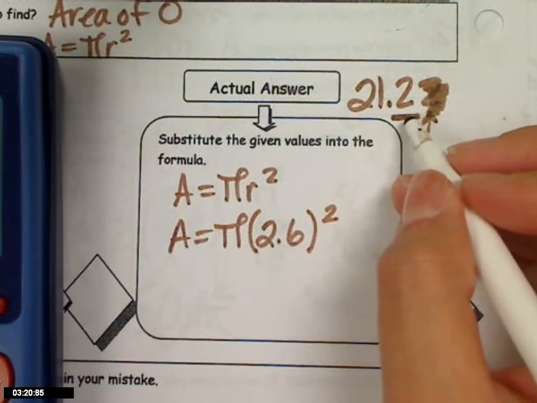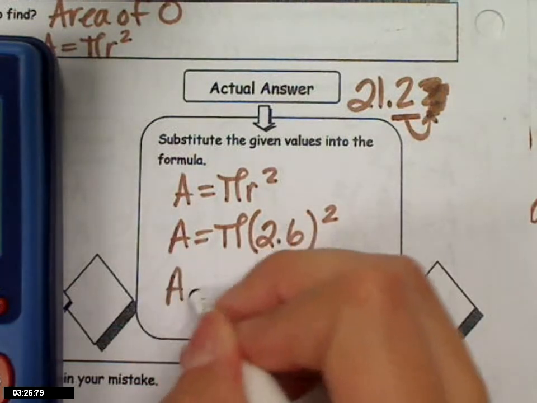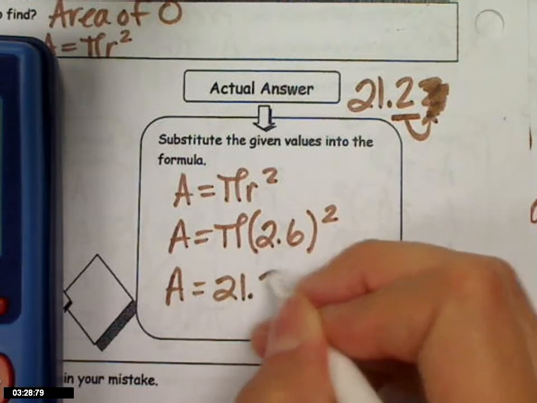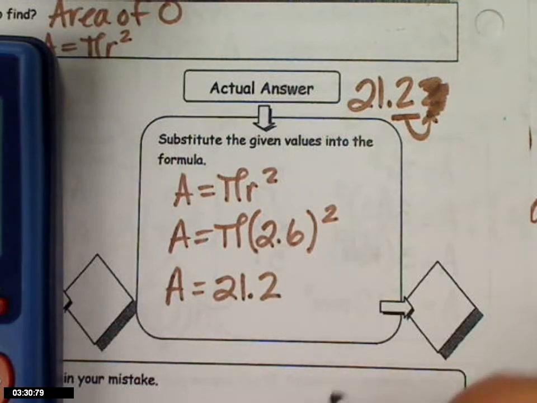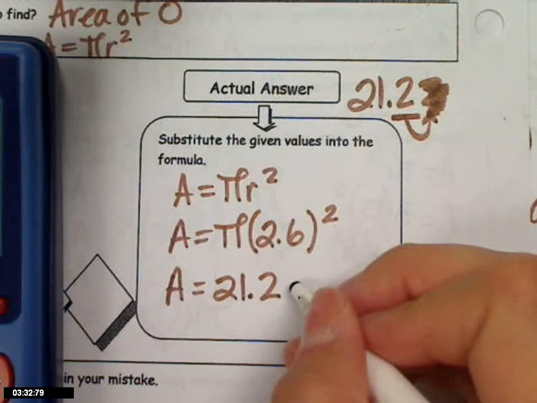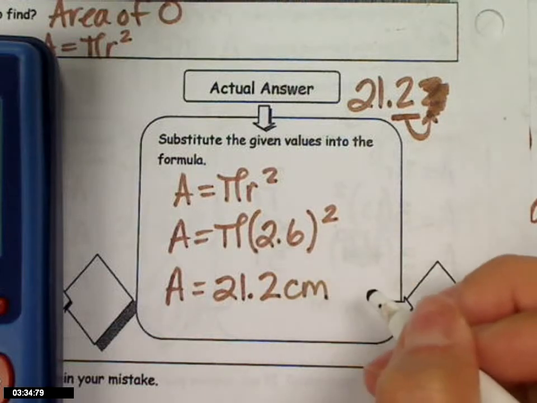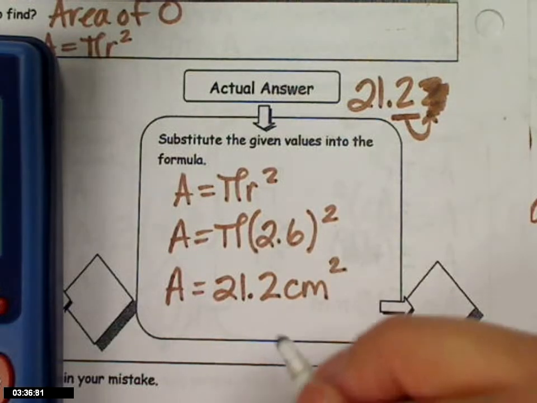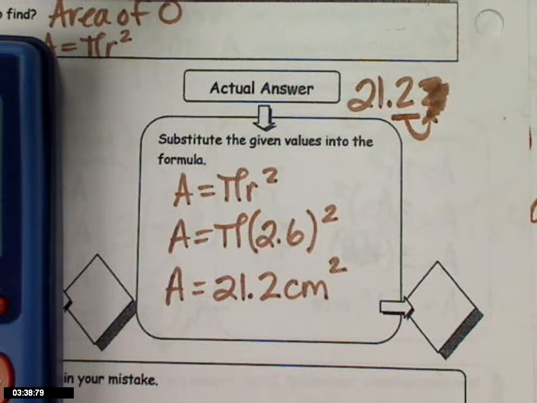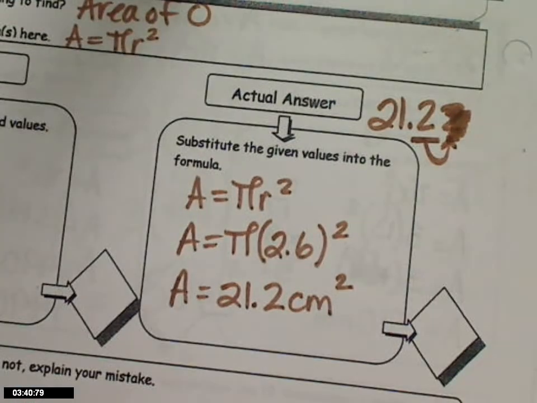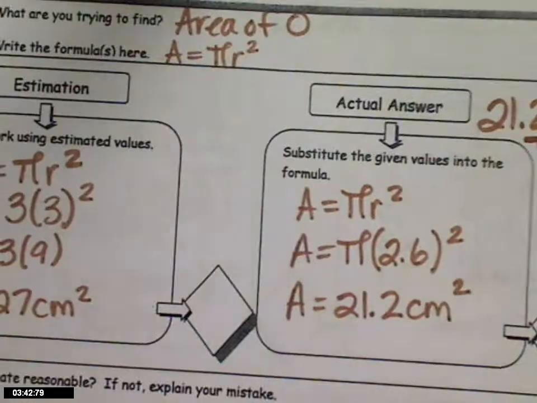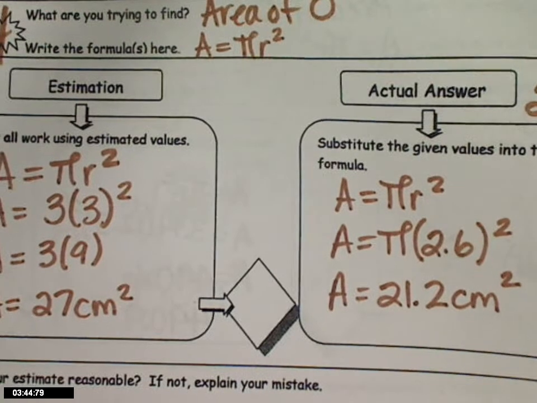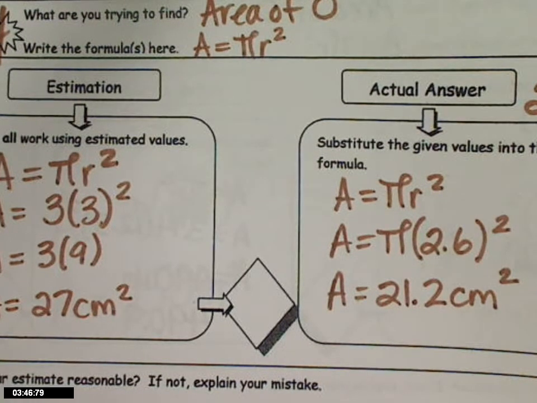So if it says round to the nearest tenth, then you normally have a number in the tenths place. So my area is 21 and 2/10, and what are my units? Centimeters? Thank you. Centimeters squared, because area is always squared. And then you look to see, am I reasonable in my estimation? If you think you are, then put yes. If you don't, then explain why you think you could have done a better job.